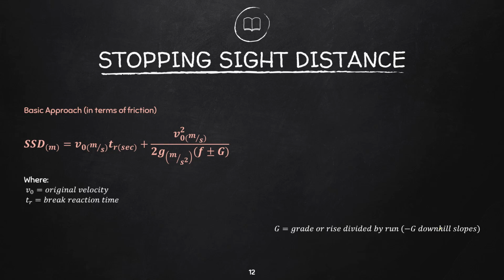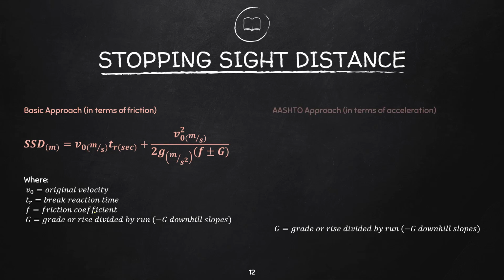Original velocity is v sub 0, brake reaction time, friction coefficient, or this is also called the skid resistance. Grade is rise divided by run. Okay, and we also have the AASHTO approach, which is in terms of acceleration. SSD is equal to... they are somewhat similar, it's just that we are changing F into A over G.